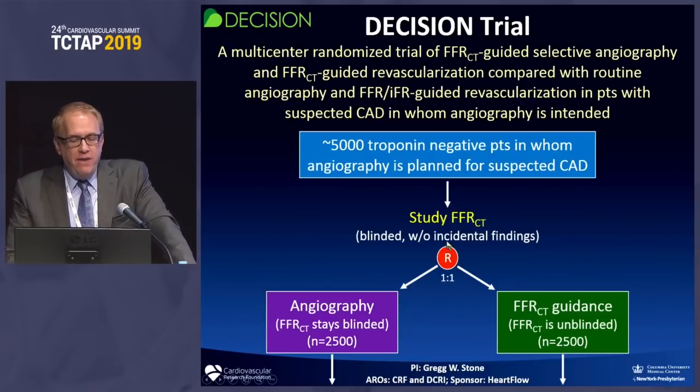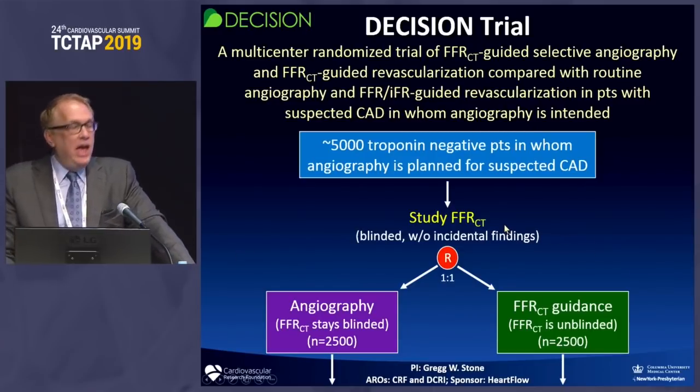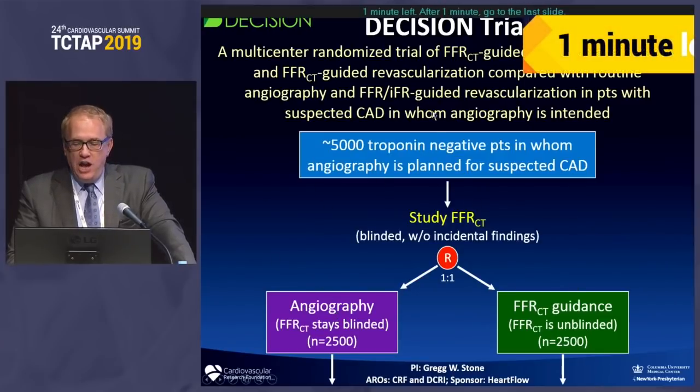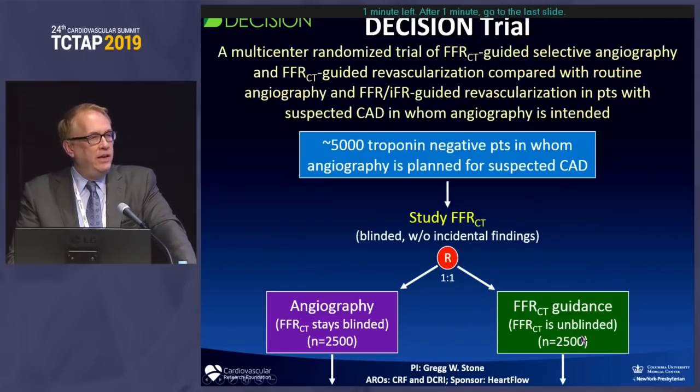All the patients are going to have a study FFRCT, and this will stay blinded in the standard of care arm. The standard of care arm will go to standard angiography, where the FFRCT arm will have their FFRCT unblinded, and a heart team will meet to look at the FFRCT results.